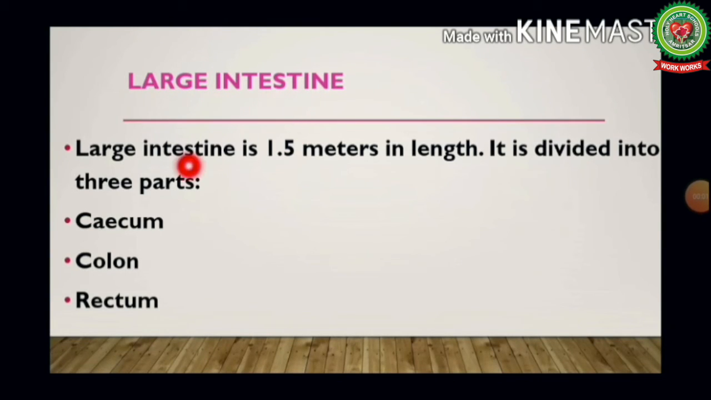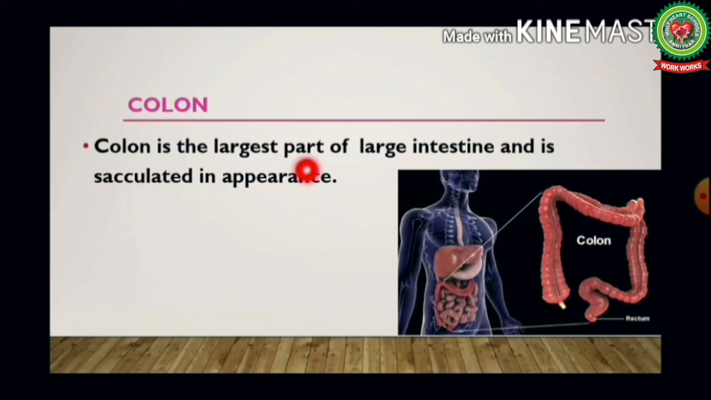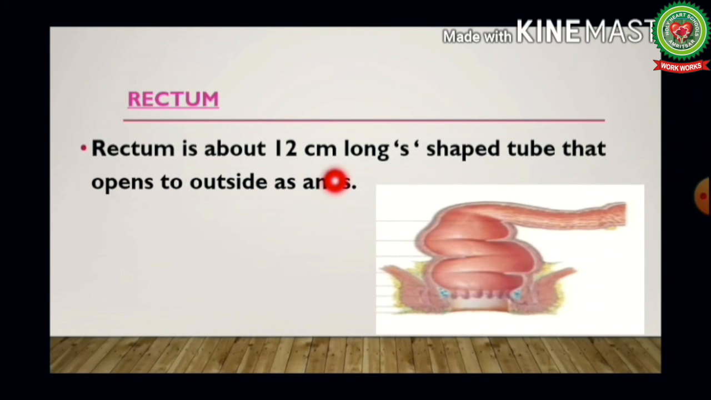Large intestine. The large intestine is 1.5 meters in length and it is divided into three parts: cecum, colon and rectum. The cecum is a small, almost rounded blind sac measuring about 6 centimeters in length. Colon. The colon is the largest part of the large intestine and is circular in appearance. Rectum. The rectum is an S-shaped tube about 12 centimeters long that opens to the outside as the anus.